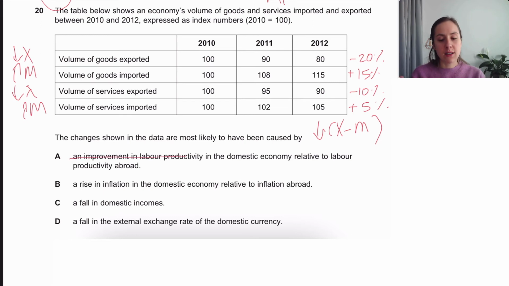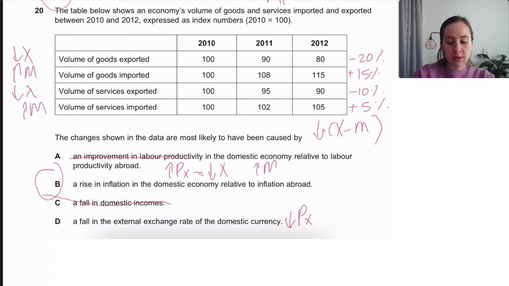More labor productivity is going to help sell more goods because the goods will fall in price and that will help sell exports. A rise in inflation, this is okay, so this increases the price of our goods, including exports, so we would expect fewer exports. And because our goods are more expensive, maybe we will buy more stuff from abroad. So that could lead to lots of demand for imports. So I like that one so far. If incomes fall, people are not going to import more, they don't have the money. A fall in the exchange rate is going to make exports cheaper, so you'll sell more, and that's the opposite of what's going on.